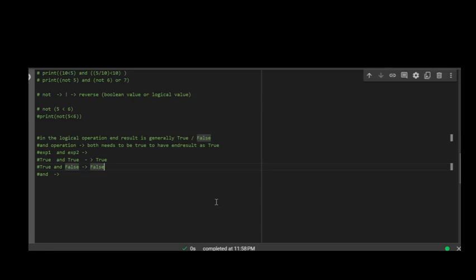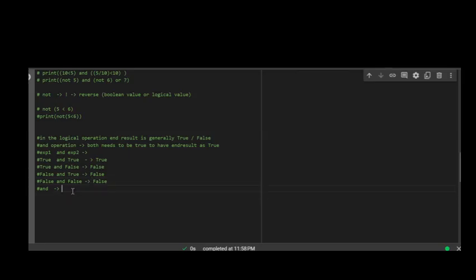Then false and true also makes it false, and false and false is undoubtedly false, right?